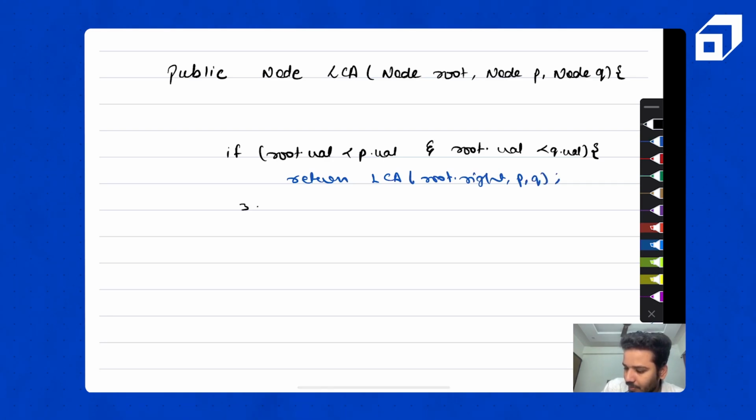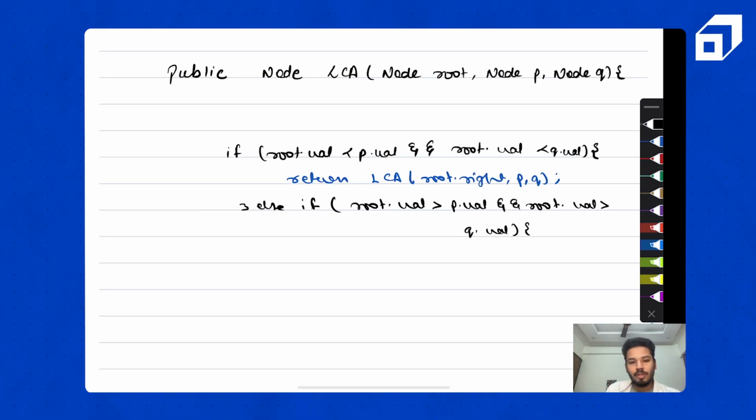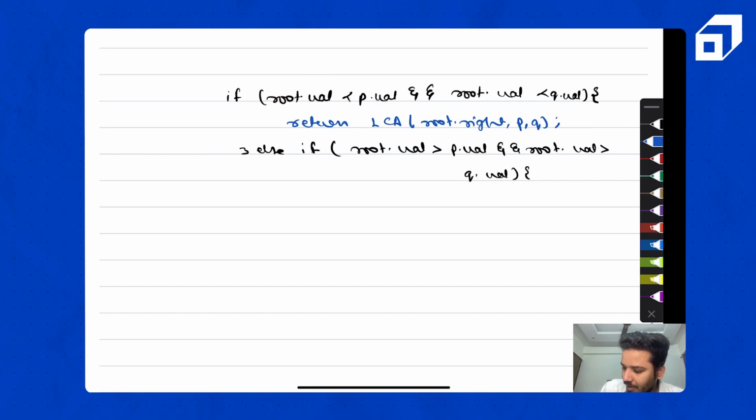Similarly, if root dot value is greater than P dot val and root dot value is greater than Q dot val, it means what? The current root data is greater than both of them. So 100% both the data elements are smaller than me and they should be on the left side. So we'll go to the left side. So I'm saying, hey left subtree, return me the LCA of both of them, root dot left, comma P, comma Q.